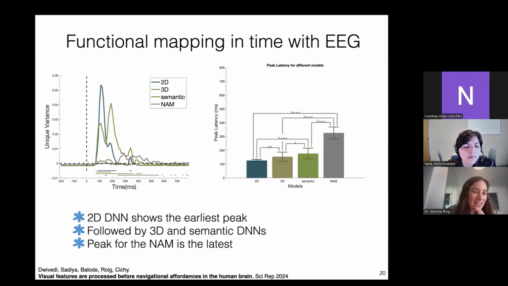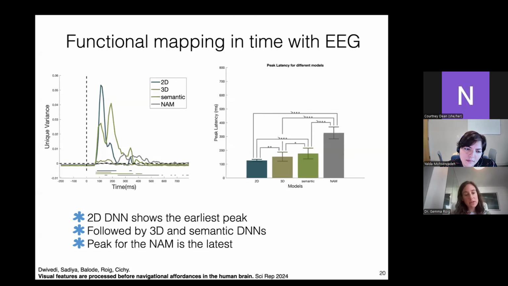So here what we see, in blue, is the unique variance with the 2D DNNs, in green the 3D, and then the semantic and the navigational affordance. If we analyze the peaks, which you can see on the right-hand side of the plot, the 2D DNN shows the earliest peak, which is expected and also reported previously in the literature, followed by the 3D and the semantic DNNs very closely, even though there is a bit of statistical significance in when it peaks. And finally, the navigational affordance model, which is the latest.